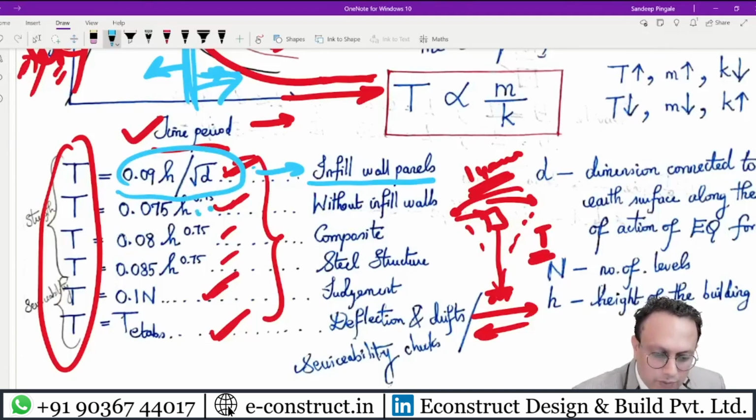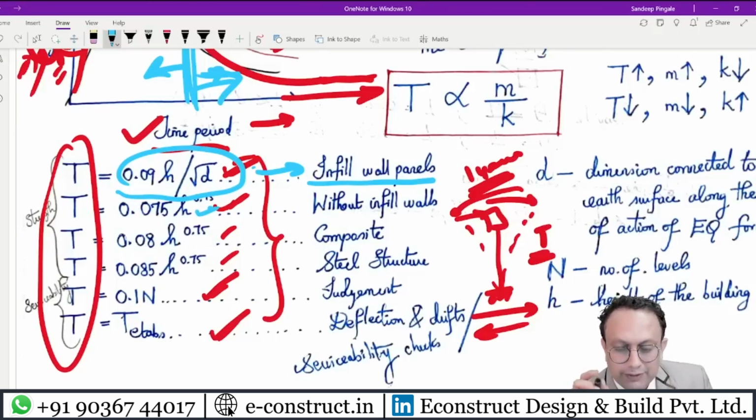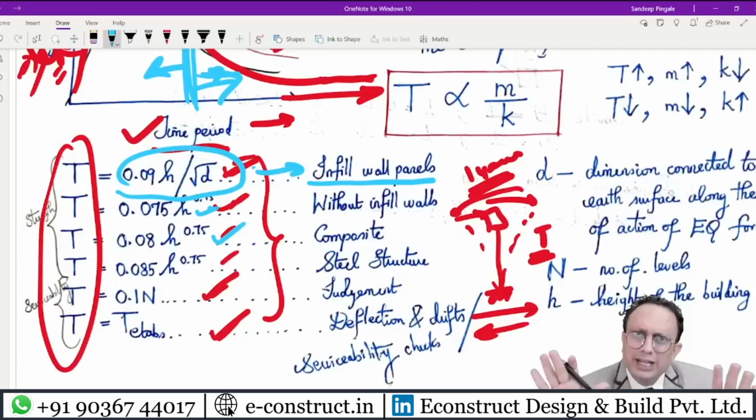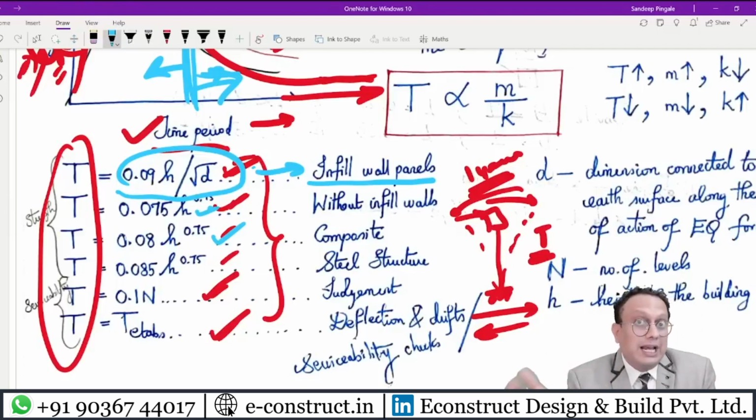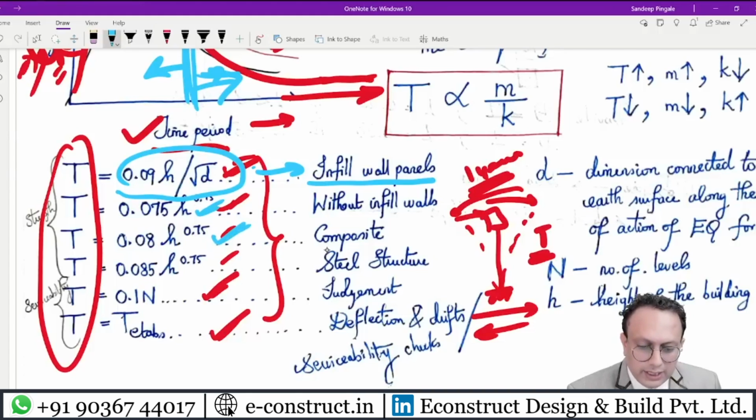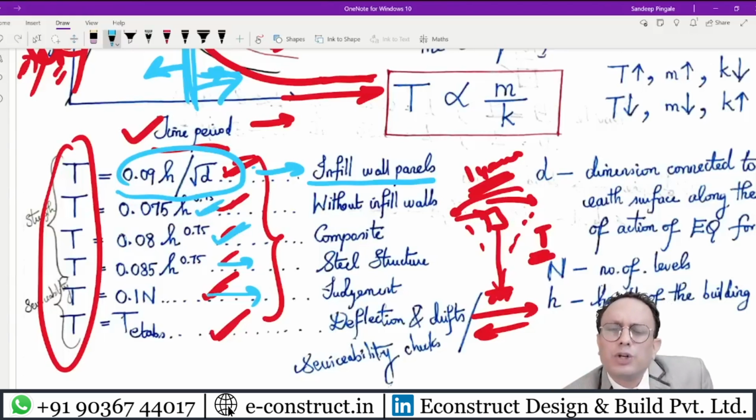Then we come to the second, 0.075 h raised to 0.75, that is without infill wall panels. If you go to malls, you will see columns and not any infill wall, or even if there is, it will be a glass wall. In that case we should take this formula. Another one is for composite and steel structures. As a judgment, for a generally 30-story building, the time period would be in the range of 3 to 4 seconds, maximum 4.5. 5 is too much.